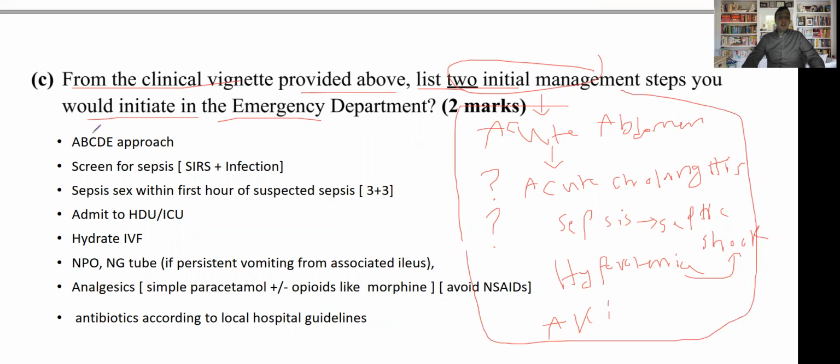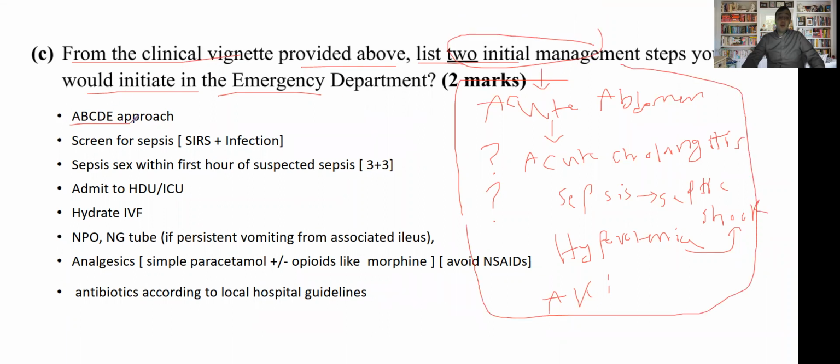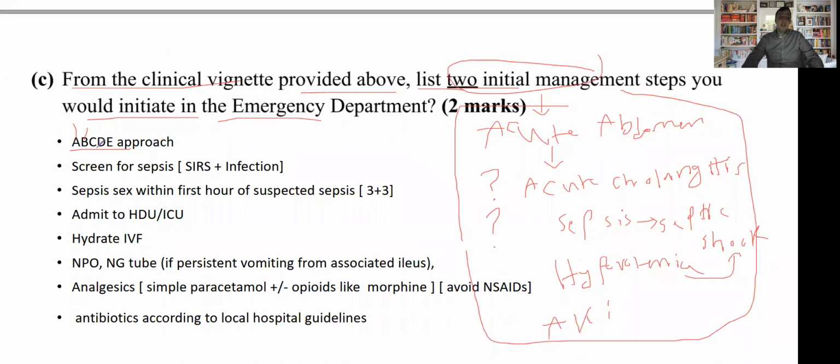So what would we like to do? Well, usually in the management here, I would like to start with the ABCD approach. Airway: make sure the airway is secured. B, breathing: make sure the patient's oxygen saturation is above 94%. And the patient has oxygen saturation, I think, above 94%. Circulation here is very important. The patient is hypotensive.